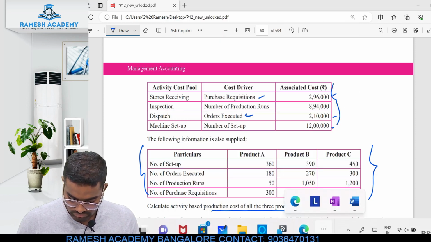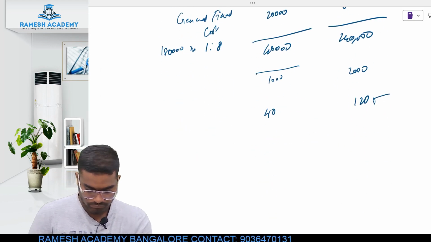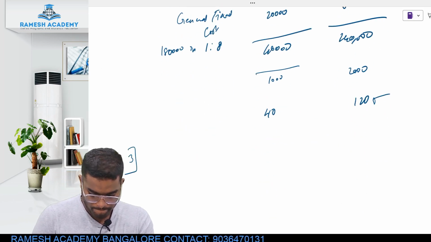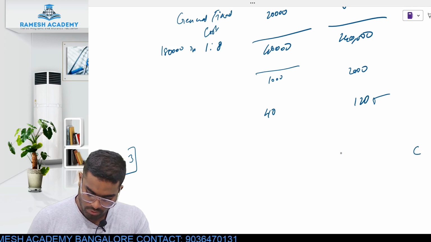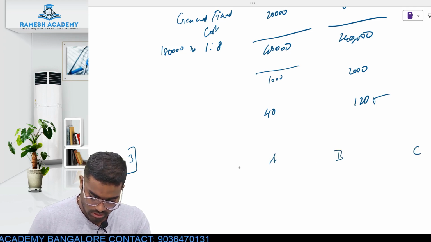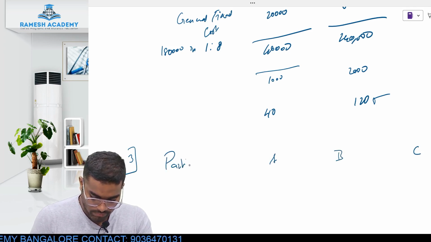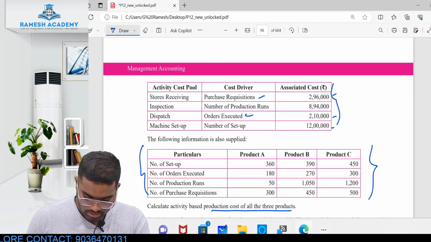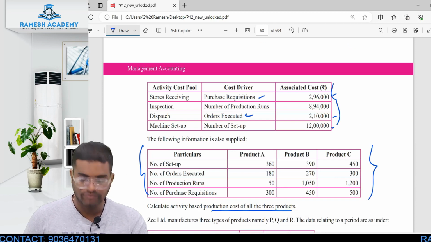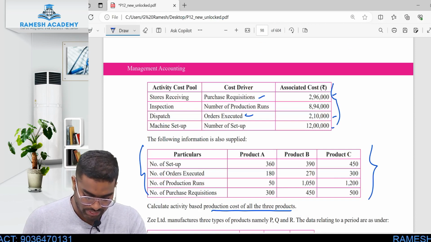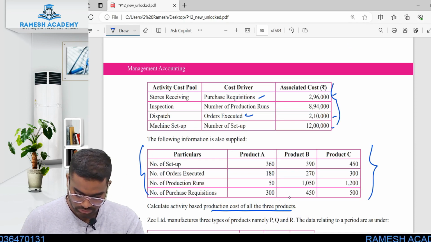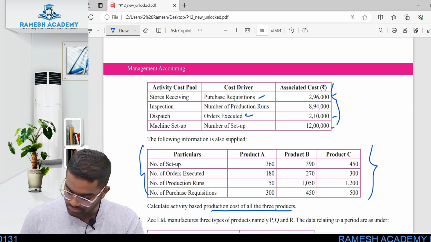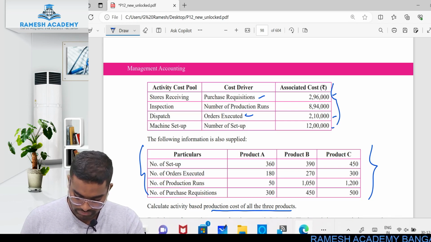So we'll start. We have products A, B and C and the particulars. What is our first overhead? Stores receiving. The first overhead is stores receiving and the cost driver is purchase requisitions. So we have the purchase requisitions 300, 450 and 500.